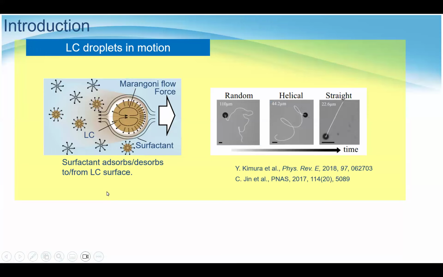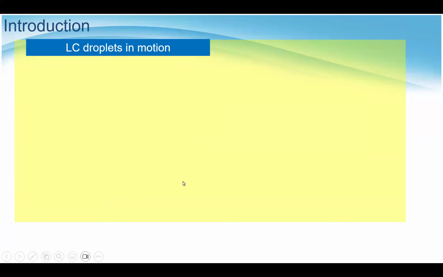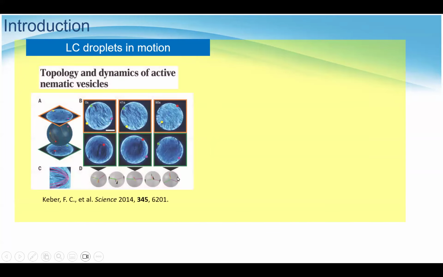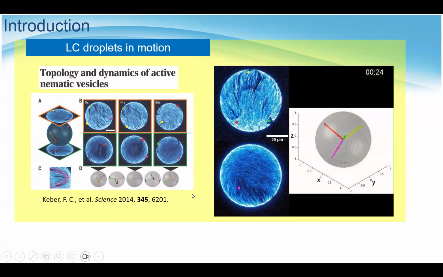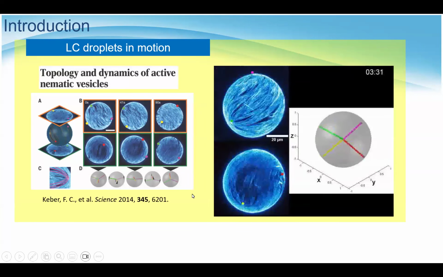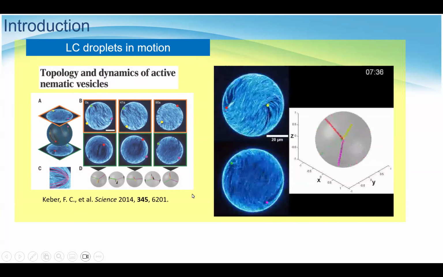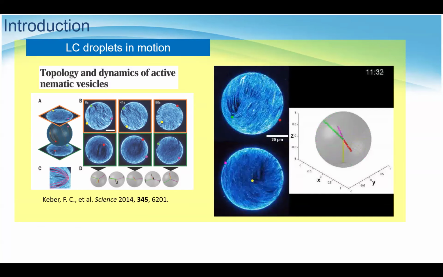As many of you know, when a liquid crystal droplet is in surfactant solution, it shows various different motions, which are induced by the Marangoni flow inside the liquid crystal droplet during the solubilization into the solution. And some liquid crystal droplets, including active protein molecules, actually show a strange motion, but the motion type is controlled by the number of defects.